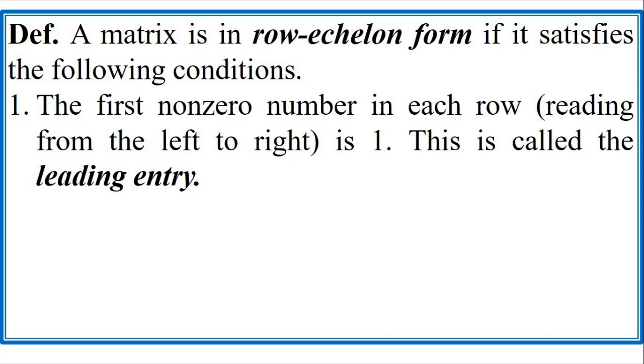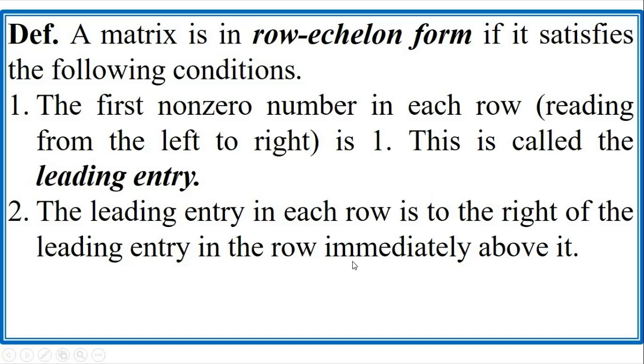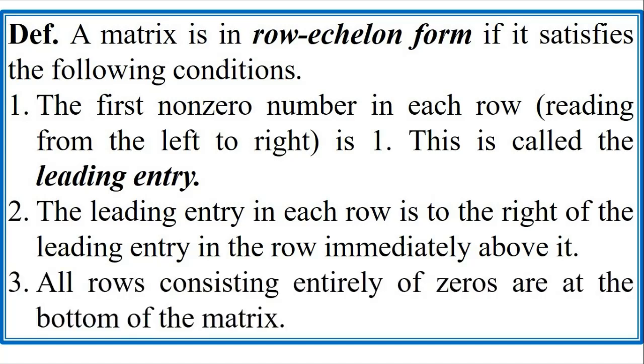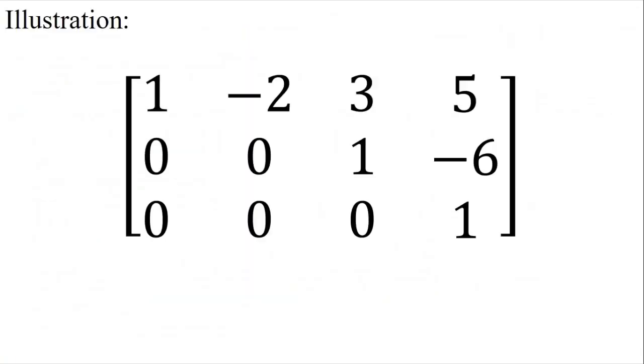First, the first non-zero number in each row is 1, and that is called the leading entry. Next, the leading entry in each row is to the right of the leading entry in the row immediately above it. And lastly, all rows consisting entirely of zeros are at the bottom of the matrix.